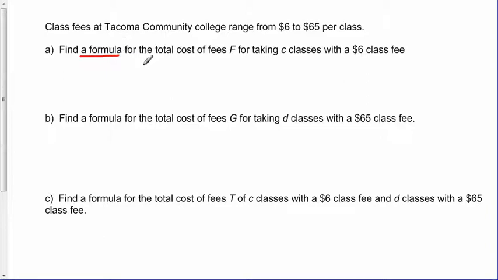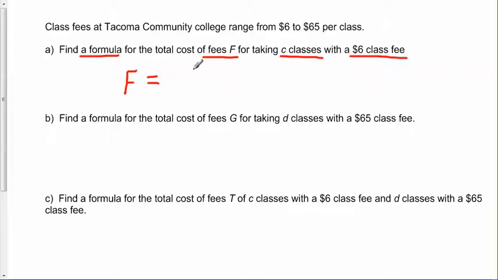We're looking for a formula, so that means we're looking for an equation for the total cost of fees F. So our equation is going to be the total cost of fees F for taking C classes with a $6 class fee. Well, if every class that I take has a $6 class fee, if I was taking one class, it would only cost $6 for fees, right? And if I was taking, say, two classes, it would cost me $12 in fees. So notice that the total fees are going to be $6 for each class, and then I would multiply that by the number of classes that I was taking.